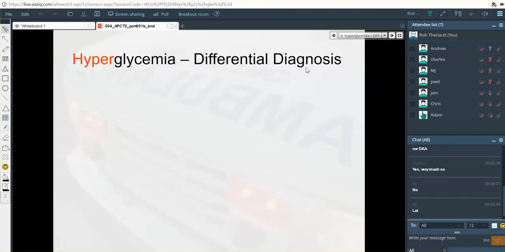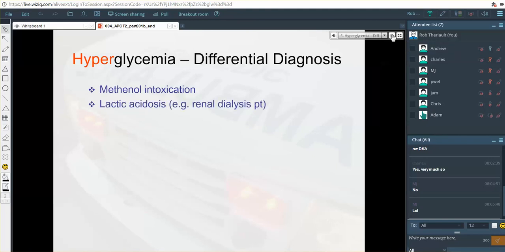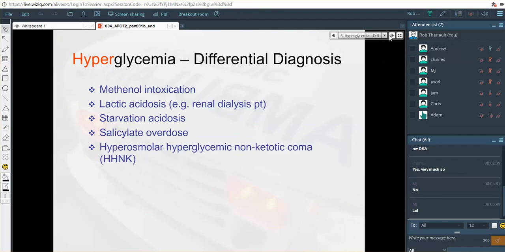So the differential diagnosis for hyperglycemia is, of course, hyperglycemia, methanol intoxication, lactic acidosis, so renal dialysis patients, starvation acidosis, salicylate overdose, hyperosmolar hyperglycemic non-ketotic coma.